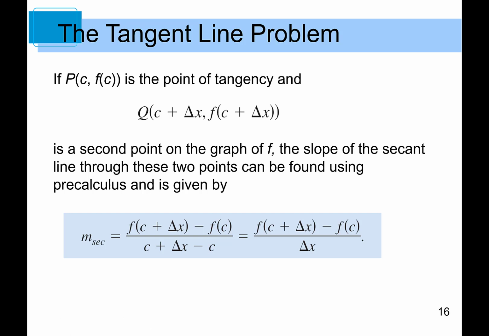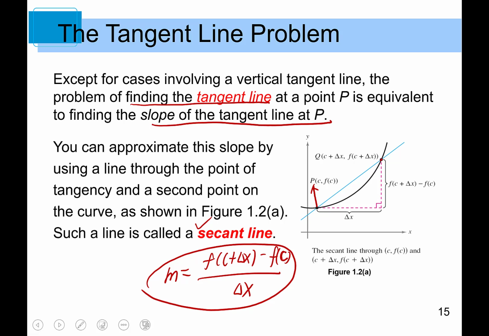So as I mentioned in the previous slide, the secant line slope equals, let's say the second point is just the first point, this x value is c, and at the second point, the x value is c plus delta x. This is delta x. So at this point, the x coordinate is c plus delta x.